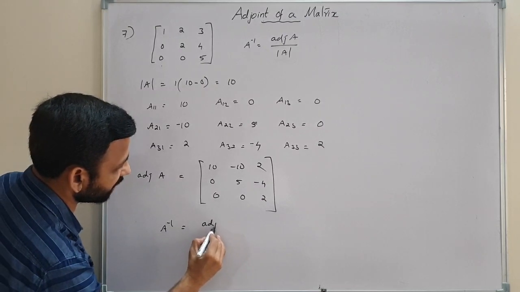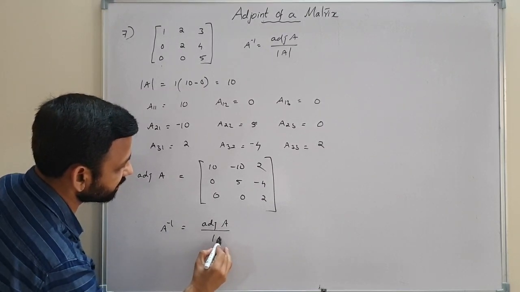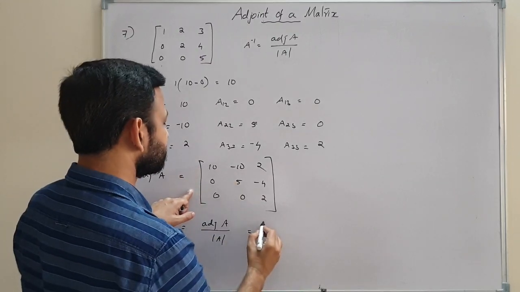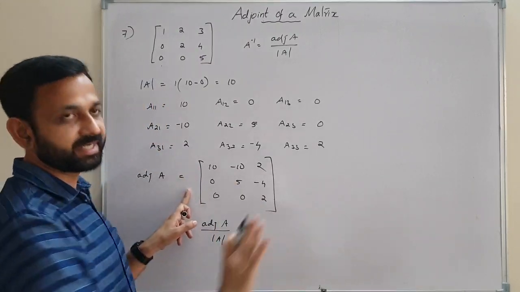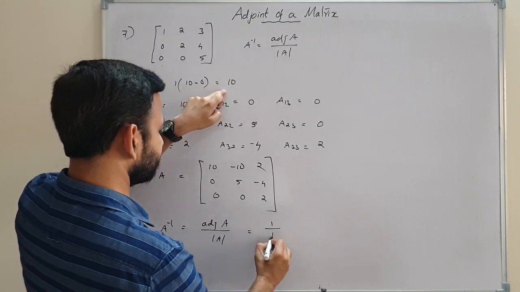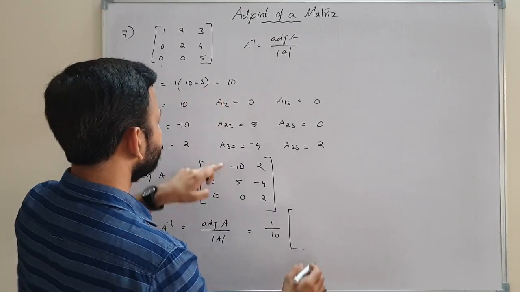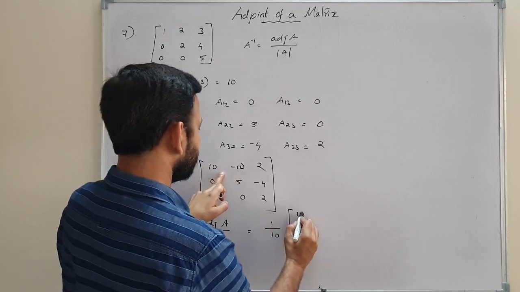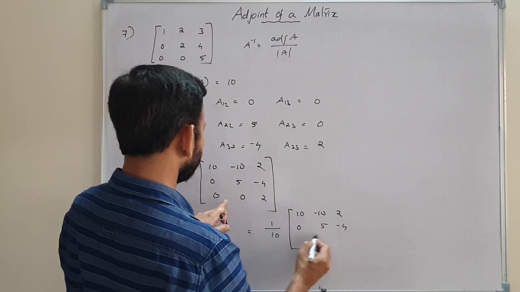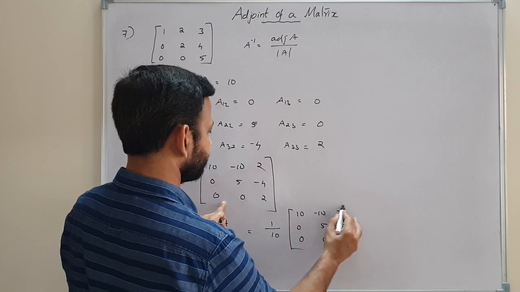A inverse is equal to adjoint A divided by determinant A. That is adjoint A, this matrix, divided by determinant A. That means 1 upon determinant A. Determinant A is 10. 1 upon 10 into that matrix: 10, minus 10, 2, 0, 5, minus 4, 0, 0, 2.